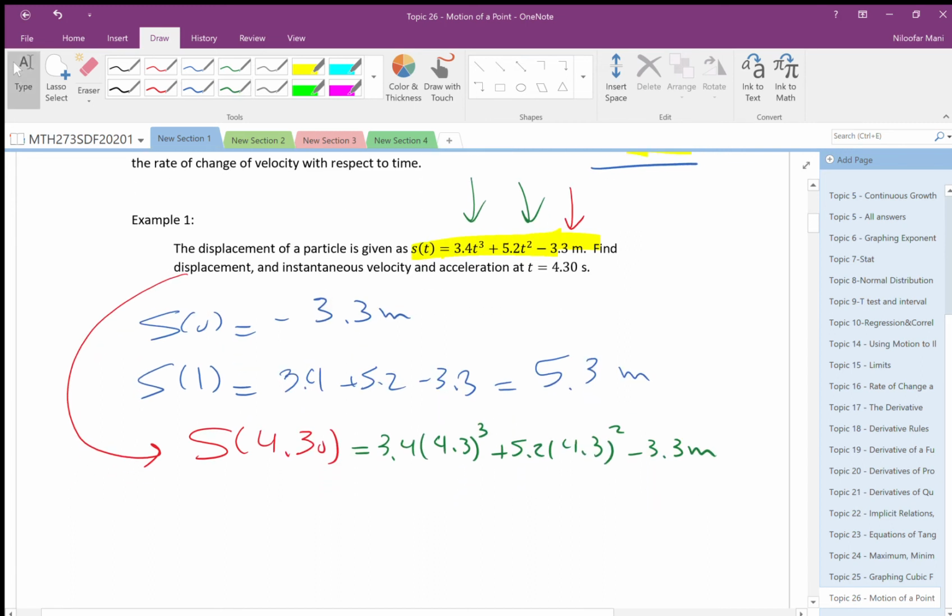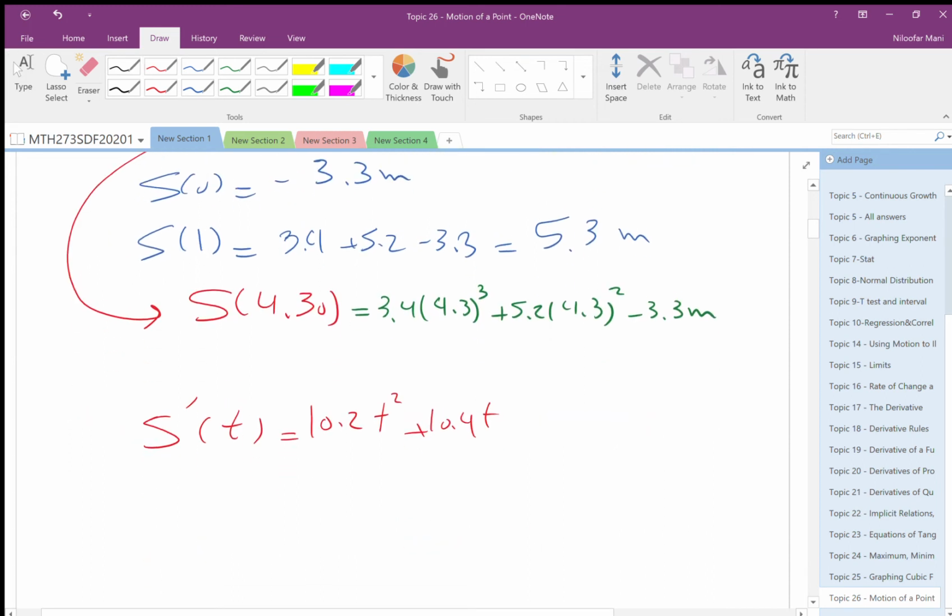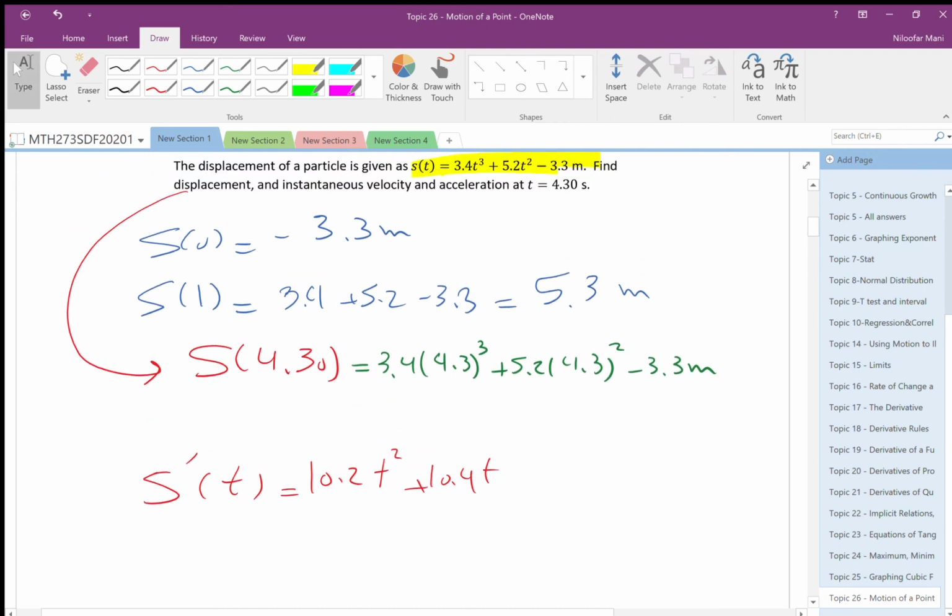And then I said velocity. What do you do for velocity? Easy. For velocity, you just do the first derivative. Okay, find the first derivative first and then do the substitution. The first derivative is 3 times 3.4, it's 10.2 t squared plus 10.4 t, done. This is s prime, this is the velocity function. And how about for acceleration, so velocity, okay?